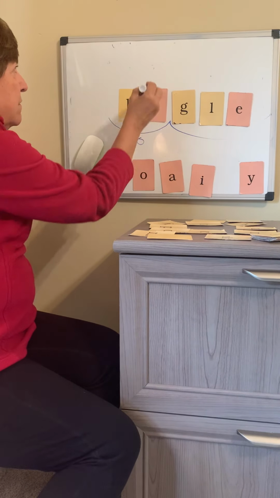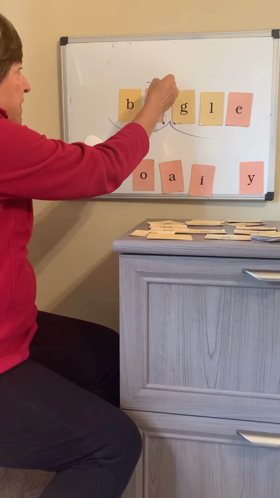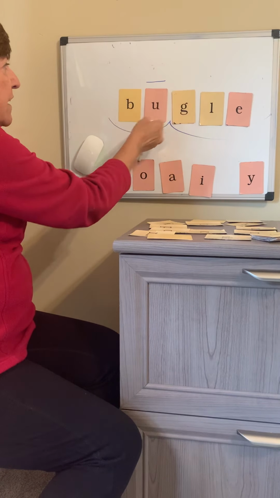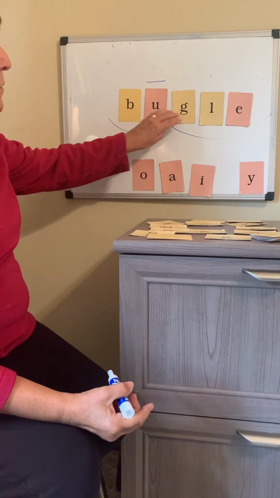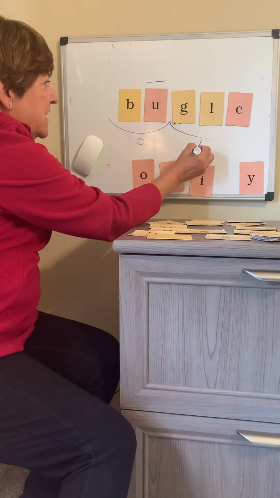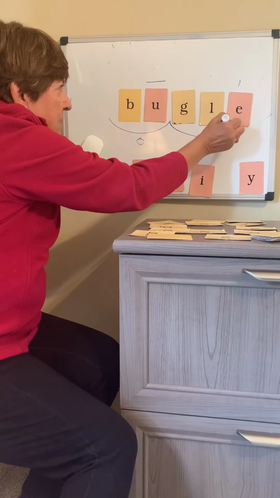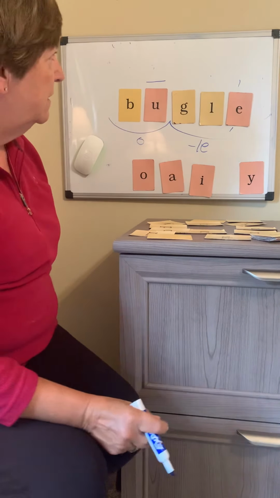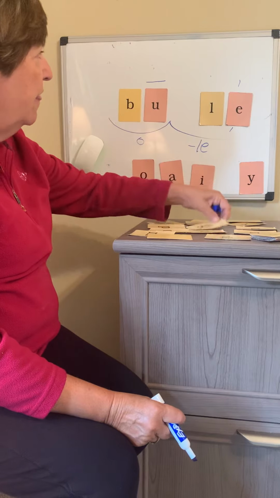This is open. The U is long. There's nothing shutting the door in that syllable. If it was, it would be bug-o. Okay, and this is the consonant L-E syllable. Awesome. Let's do another.